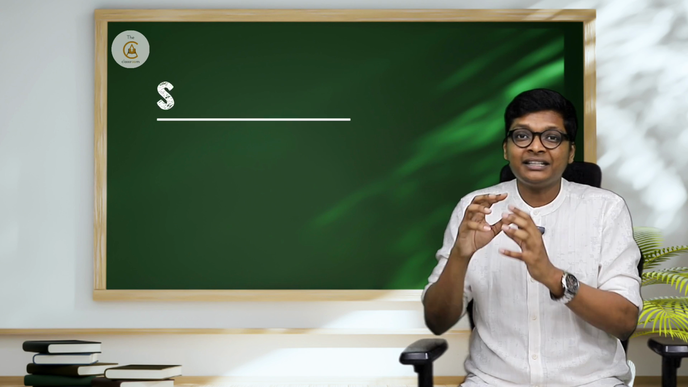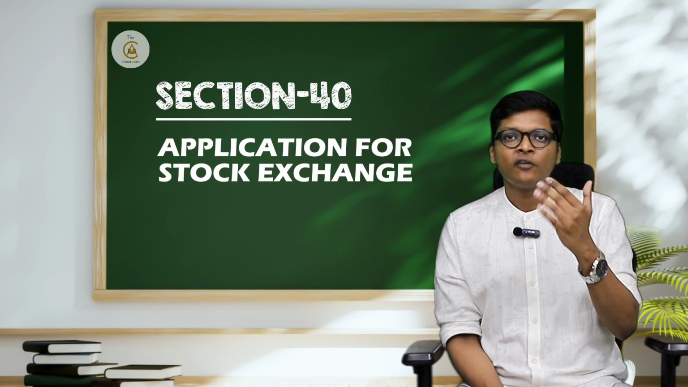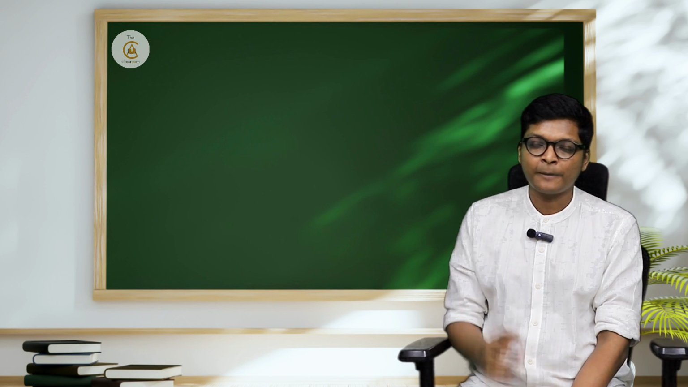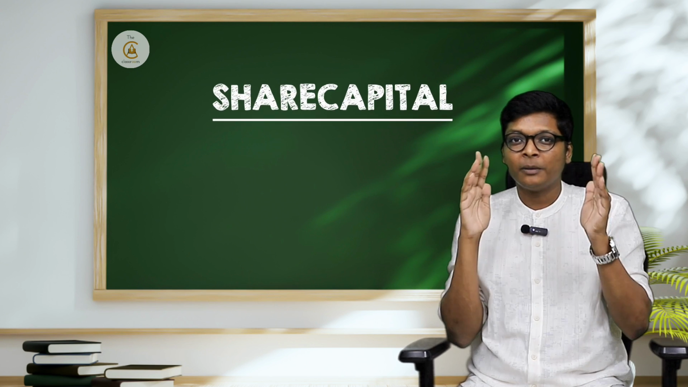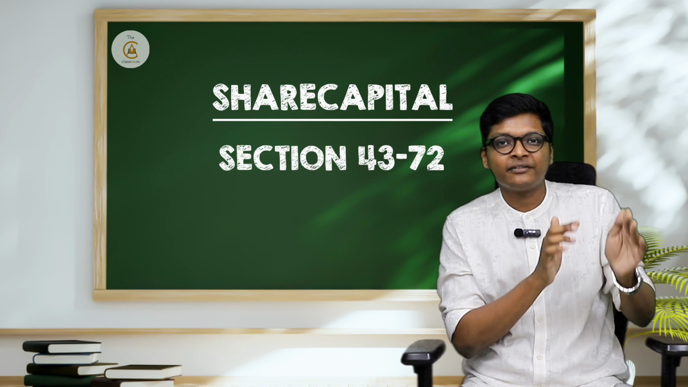39 and 40. 39 is allotment of securities, and 40 is application for stock exchange and underwriting. 41 is GDRs, and 42 is private placement. This is my prospectus chapter. Next, share capital. Remember the ranges. Share capital is from section 43 to section 72.